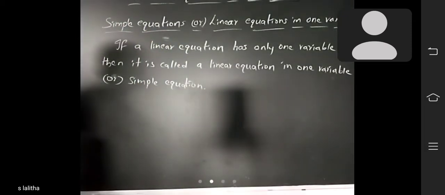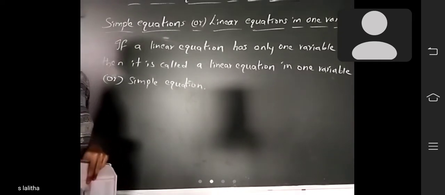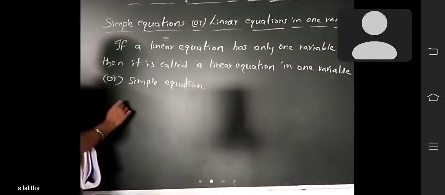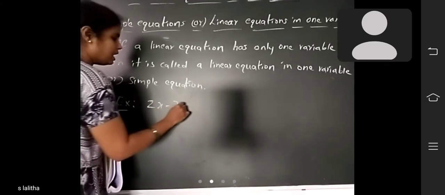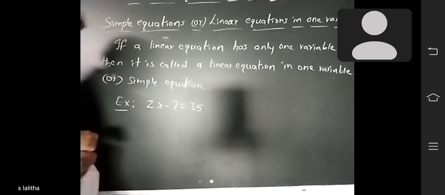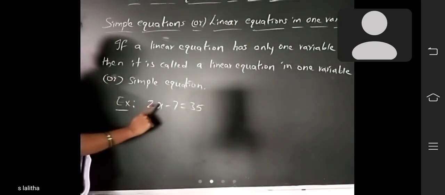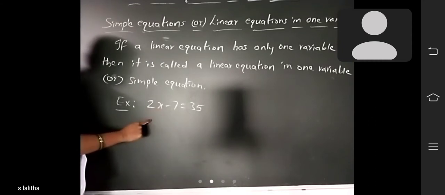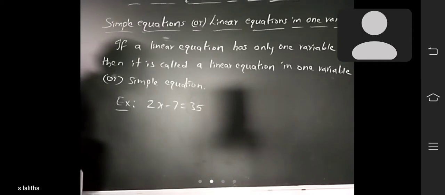If a linear equation has only one variable, then it is called a linear equation in one variable, or simple equation. That means 2x minus 7 equal to 35 is there, no? In this equation, how many variables are there? Only one variable, x. That's why it is called a simple equation or linear equation in one variable.